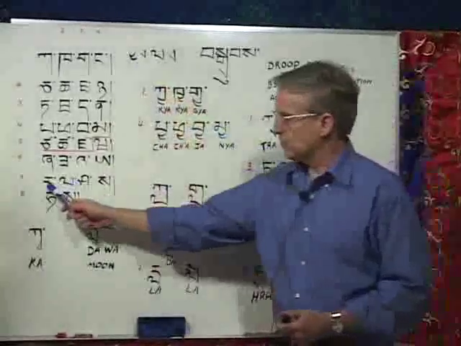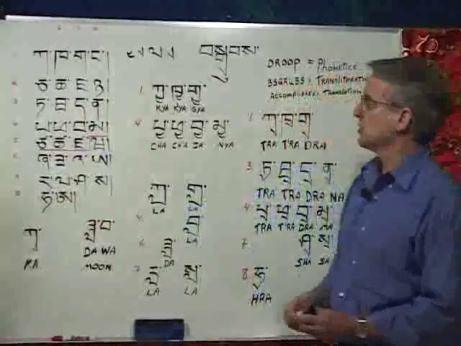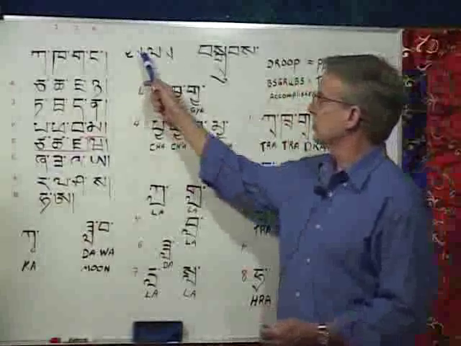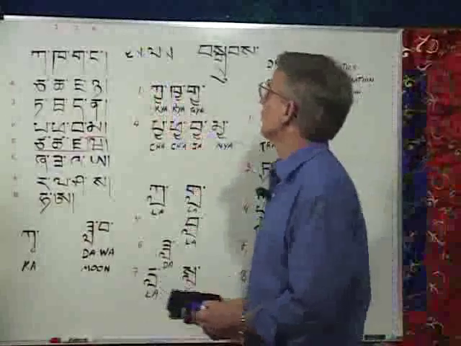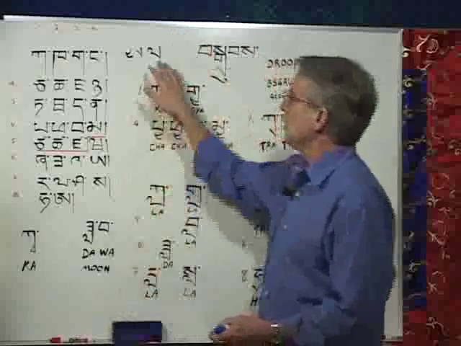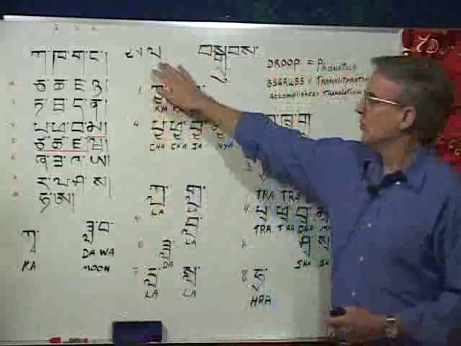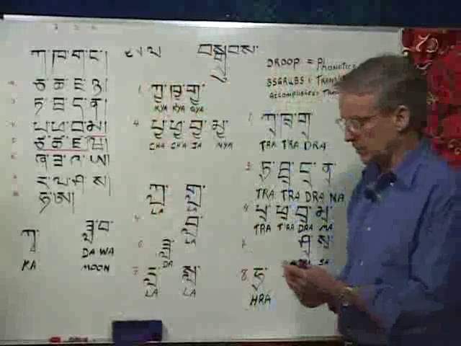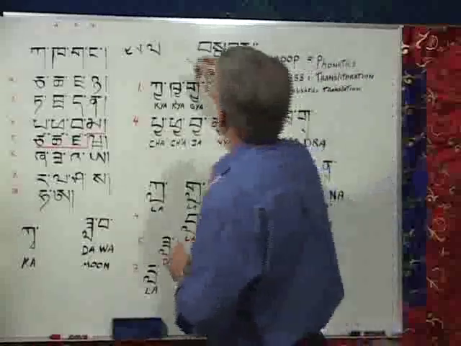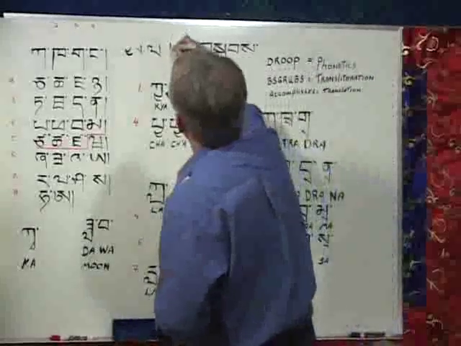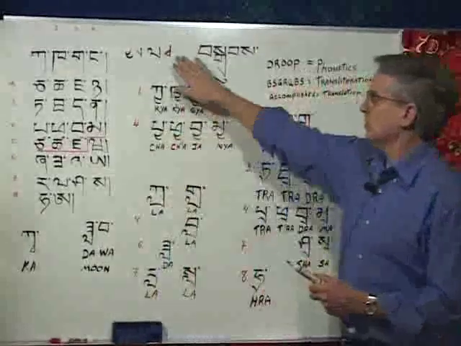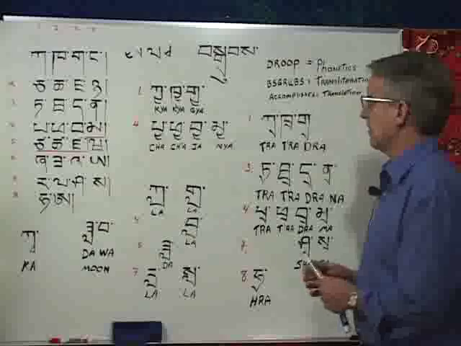A Ra, the first letter in the 7th row, can also be subscribed. When it is subscribed, it's written in this form here. When a La is subscribed, it's written in its complete form like that. And then further, a Wa can be subscribed. When it's subscribed, it's written looking like that.